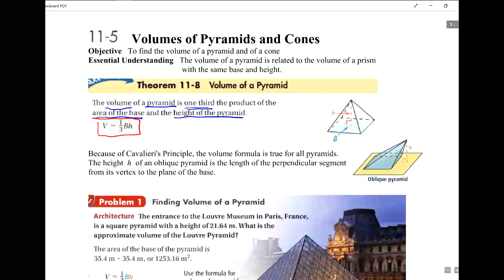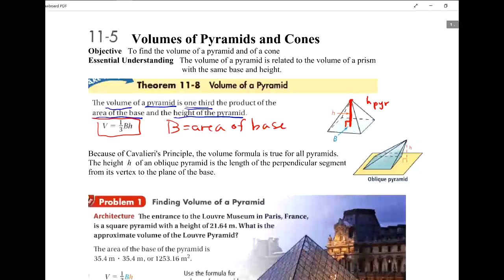We know that once again, B is the area of the base, so whatever shape that is. And we know that in pyramids, you have one polygon that is your base. It's opposite of the pointy part up here. And so we find the area of the base. And again, on pyramids, the height goes from your vertex perpendicular to the base. This is the height of the pyramid. This is H pyramid.